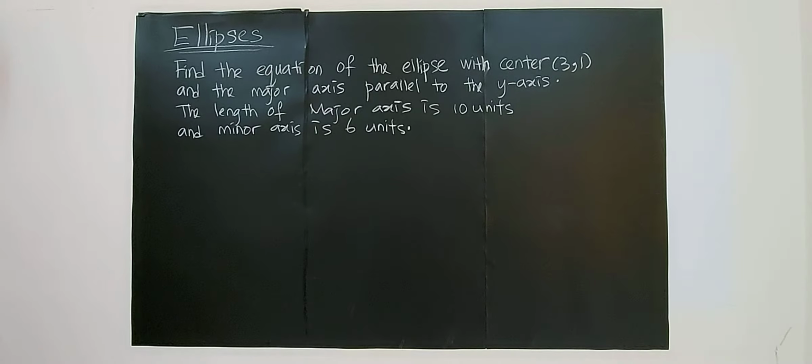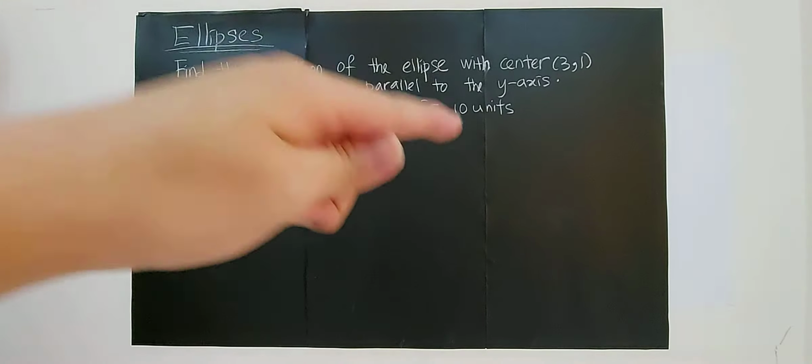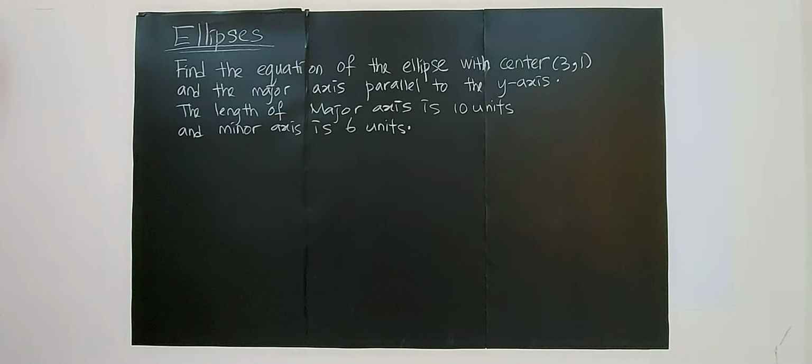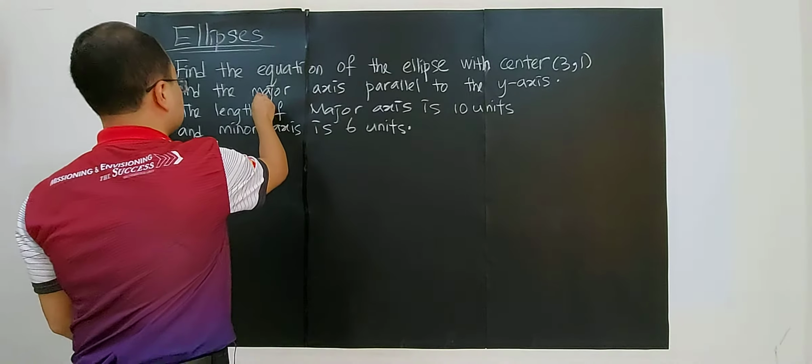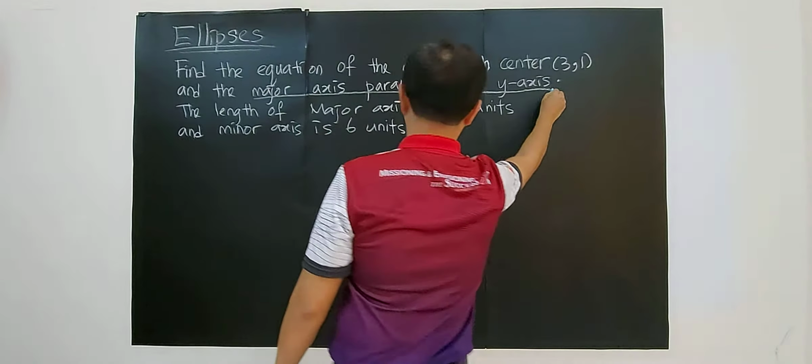Let's go for more examples for ellipse. All right, let's look at this example. Find the equation of the ellipse with center (3, 1). Okay, the center is already given, and the major axis is parallel to the y-axis. Let's look at this information here.